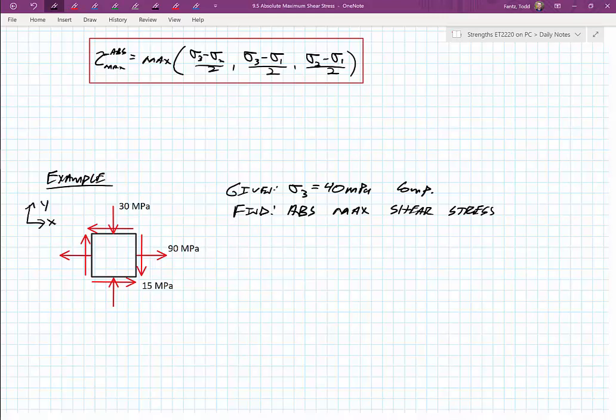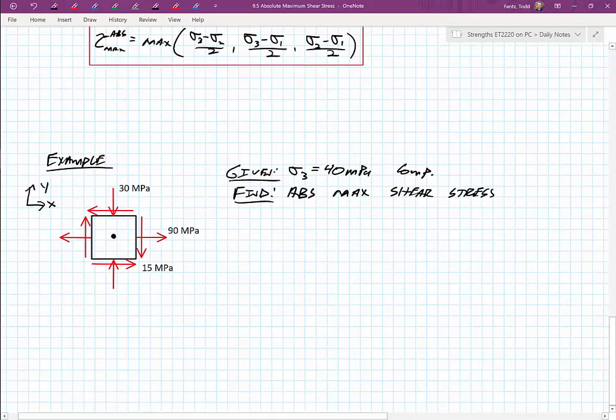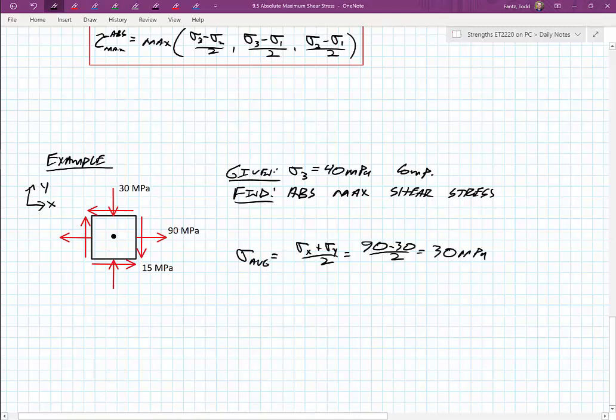I'm given that the third one, the one I can't see, the one on this face towards me, is 40 megapascals in compression. So if I had a 3D cube, I would see it pushing on that third face. Where I want to start is looking at Mohr's circle for the 2D element. The way I like to start is by finding the average stress, and I find that to be 30 megapascals. That's in essence the center of my circle.